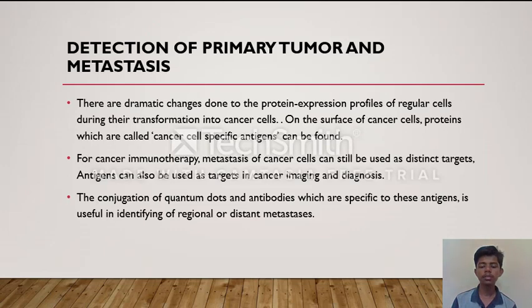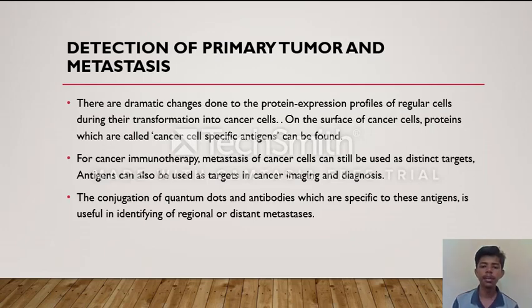Detection of primary tumor and metastasis. There are dramatic changes done to the protein expression profiles of regular cells during their transformation into cancer cells. On the surface of cancer cells, proteins which are called cancer cell specific antigens can be found.